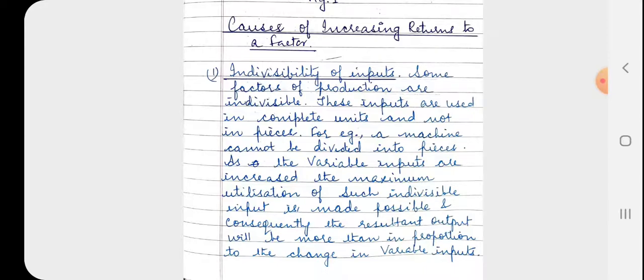So when we need to buy such kinds of factors, generally when you do it in lump sum, it will give you more production. When you are increasing the production, what will happen? The cost per unit will come down. That is why in the beginning, it is increasing.